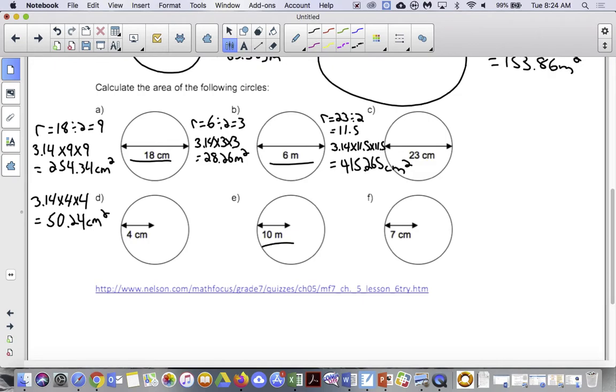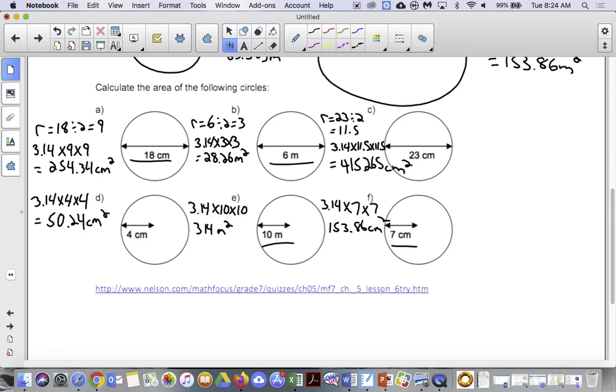This one, again, is a radius, so I don't have to divide by 2. 3.14 times 10 times 10, and I get a value of 314 meters squared. Radius, again, do not have to divide by 2, so 3.14 times 7 times 7, and I get a value of 153.86 centimeters squared.